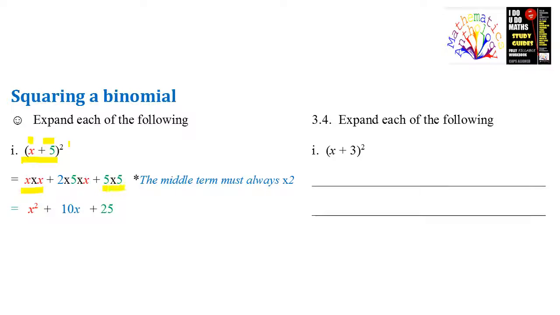There we go there. Now for the middle term, this is where it gets a bit tricky, but it's not too bad. For the middle term, you need to multiply the first term times the last term. The first term is x, the last term is 5. X times 5, there we go. And you're going to double this to give us the middle term. So x times x is x squared. Our middle term is 2 times 5 times x, which is 10x. And our last term is 5 times 5, which is 25. So that becomes x squared plus 10x plus 25.